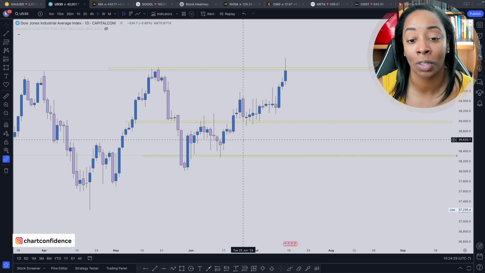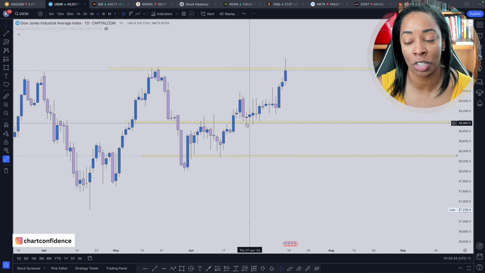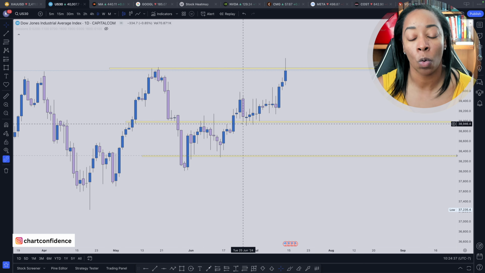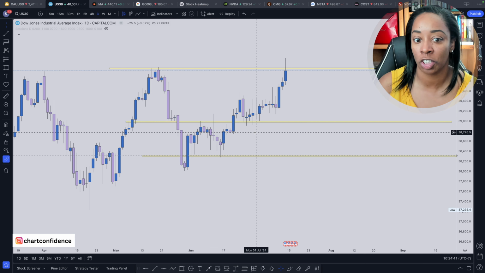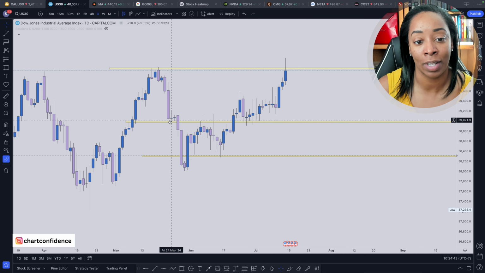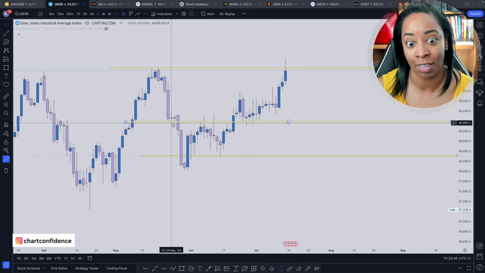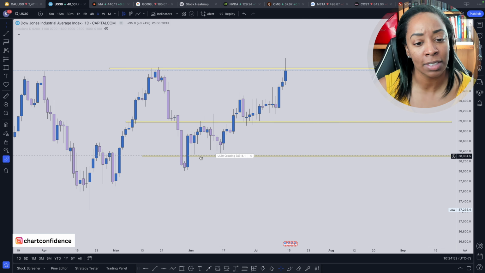And now since we're on the daily time frame, we can see that price has been rejecting this level quite a bit at 39,000 flat. So we have what, 1, 2, 3, 4, 5, almost 6, 7 rejections at this level. And then also looking in the past, we had some rejections at this level as well. So this is looking good to me, and then this is still looking good.